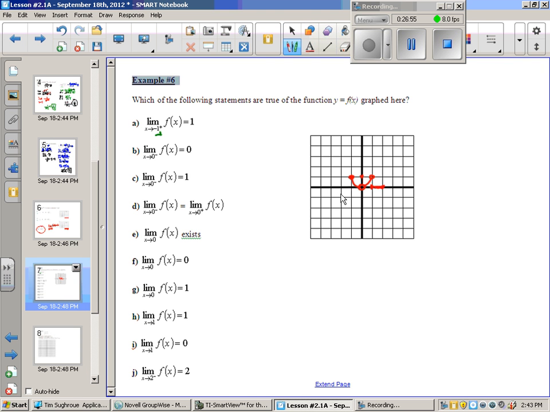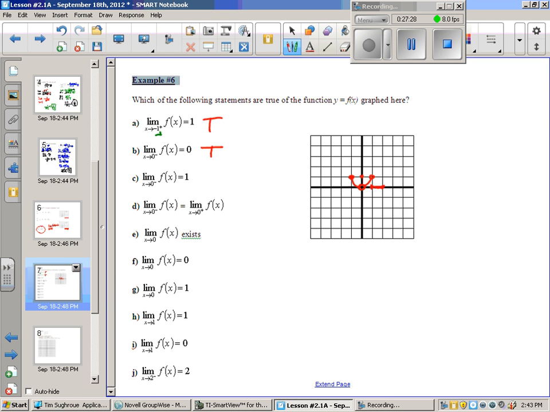So as I look at this picture, it's like I'm on the curve and I'm getting closer and closer to -1, but from the right. And the y value is getting closer and closer to 1. So that is true. The second question here, B, says the limit as x approaches 0 from the left. You're getting closer and closer to 0 from the left. The y value is getting closer and closer to 0. It is true.